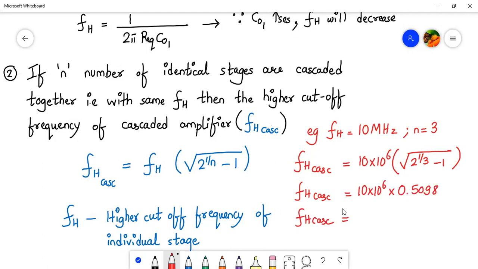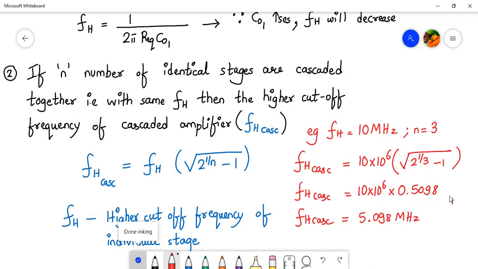0.5098 into 10 megahertz, so that will be 5.098 megahertz. As you can see, the overall higher cutoff frequency, if there are similar identical stages cascaded together with the individual higher cutoff frequency of 10 megahertz, will reduce for a cascaded stage, right? So this is another important concept which you should remember.